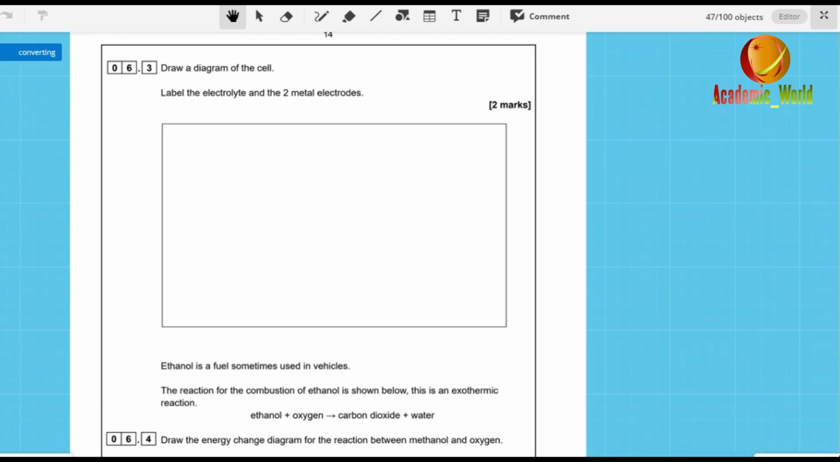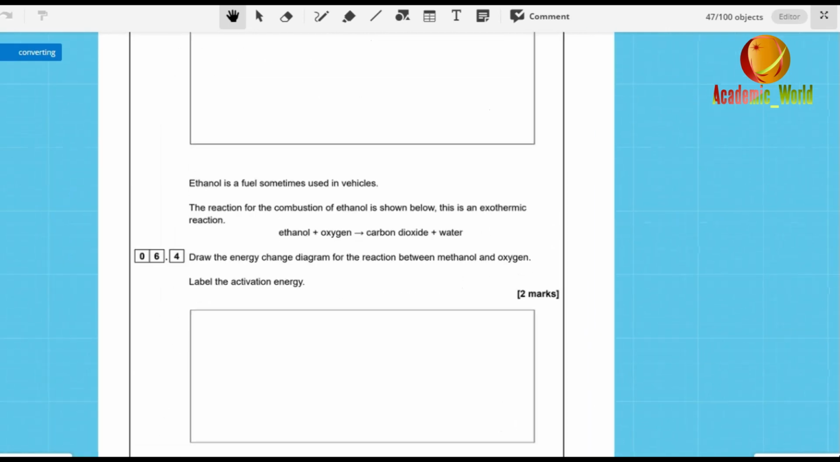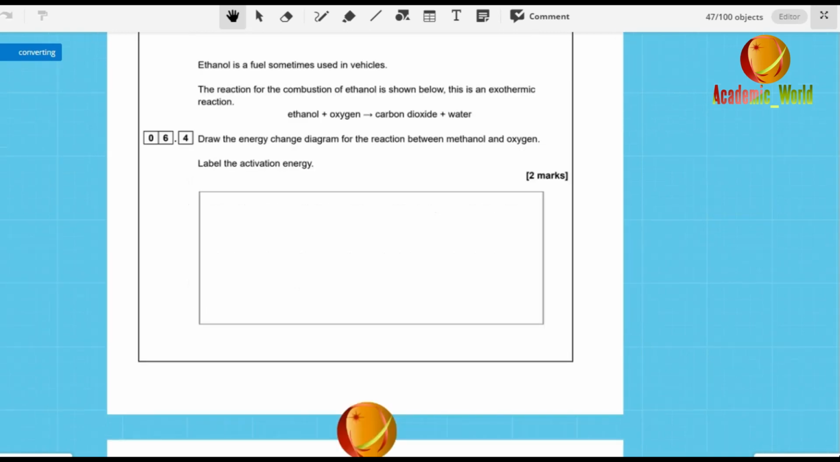Okay, and now here: draw a diagram of the cell, label the electrolyte and the 2 metal electrodes. So basically you already know how to make it, it's easy. Because we have already spent a lot of time, we have to move to the next one. Ethanol is a fuel sometimes used in vehicles, and the combustion reaction of ethanol is shown below. This is an exothermic reaction. Now draw the energy change diagram for the reaction.